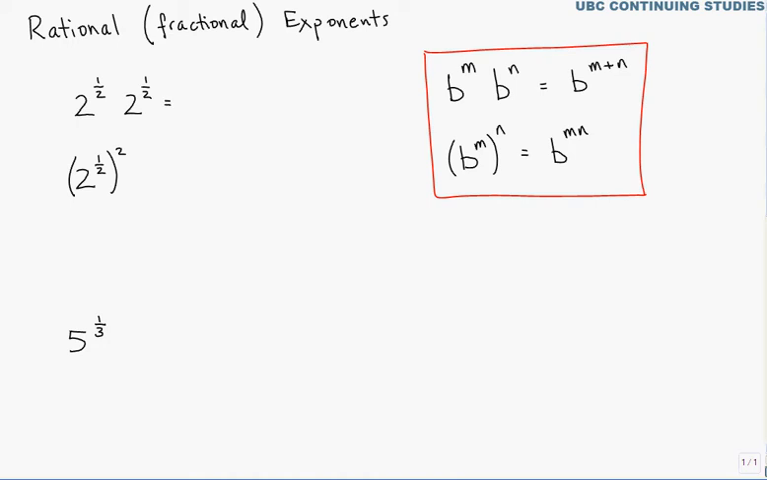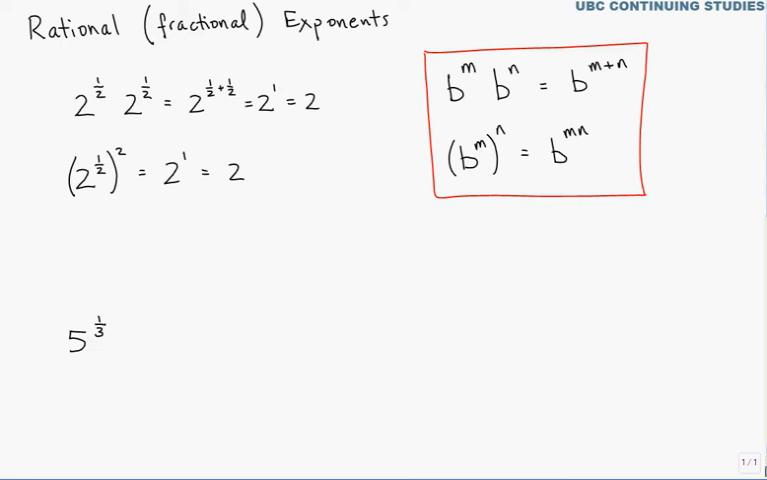In the first case, we have the same base, so we can just add the exponents. A half plus a half. But a half plus a half is just 1, and 2 to the power 1 is 2. Similarly, if we have an exponent raised to another exponent, we can just multiply the exponents. 2 to the power of a half times 2 is 2 to the power of 1, which again is 2.